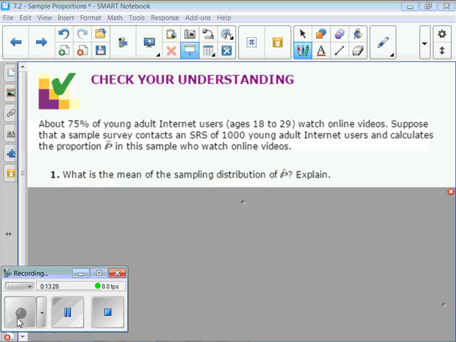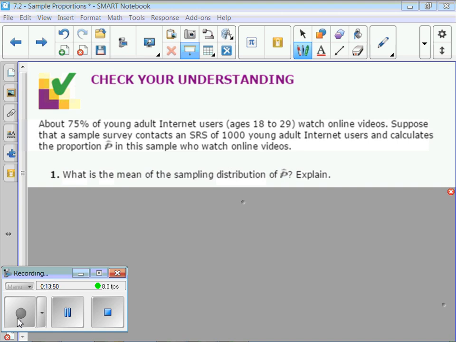All right, about 75% of young adult internet users ages 18 to 29 watch online videos. Suppose that a sample survey contacts a simple random sample of 1,000 young adult internet users and calculates the proportion p hat in the sample who watch online videos. What is the mean of the sampling distribution p hat?